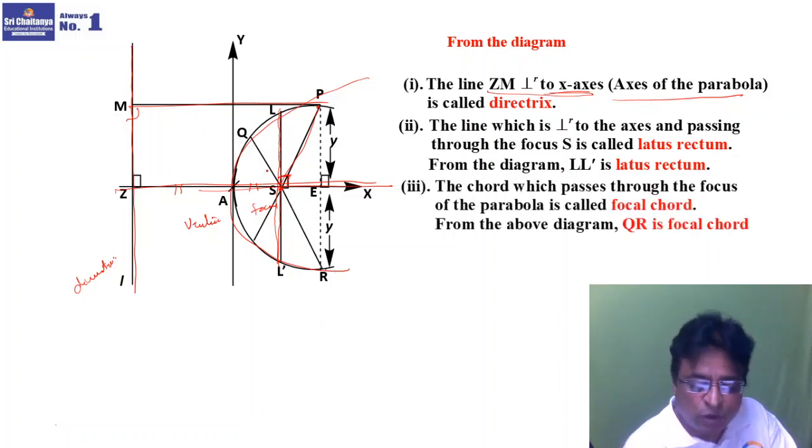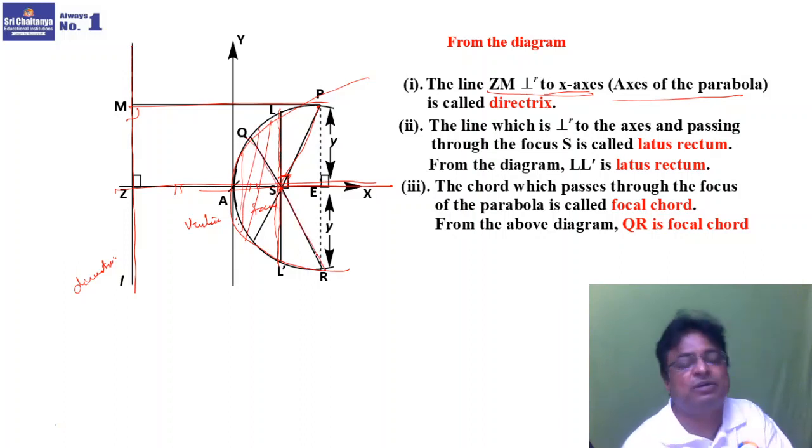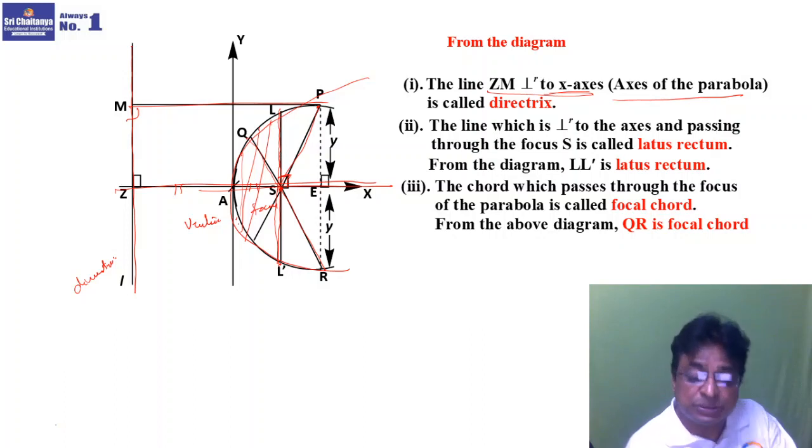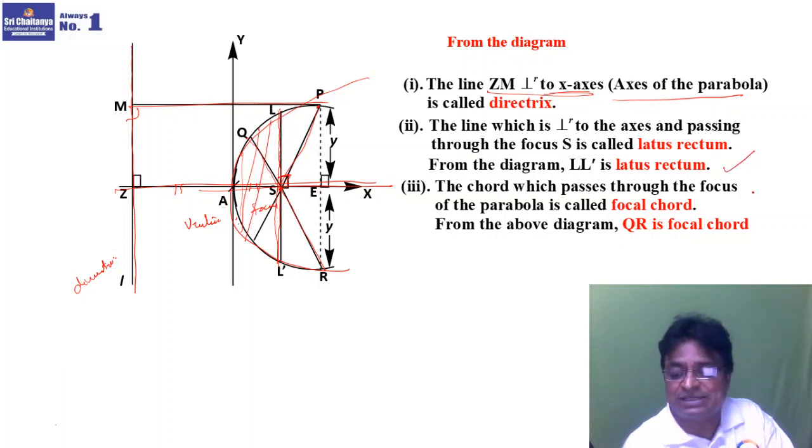See, in the diagram, QR, not only QR, any chord you can draw. Chord means joining any two points on the parabola. Suppose this is a chord, these are all just chords, but this is the chord which is passing through the focus of the parabola. The chord which is passing through the focus of the parabola is called the focal chord. LL dash is also a focal chord, but not every focal chord is the latus rectum. The focal chord which is perpendicular to the axis is called the latus rectum. Try to understand the difference between these two.